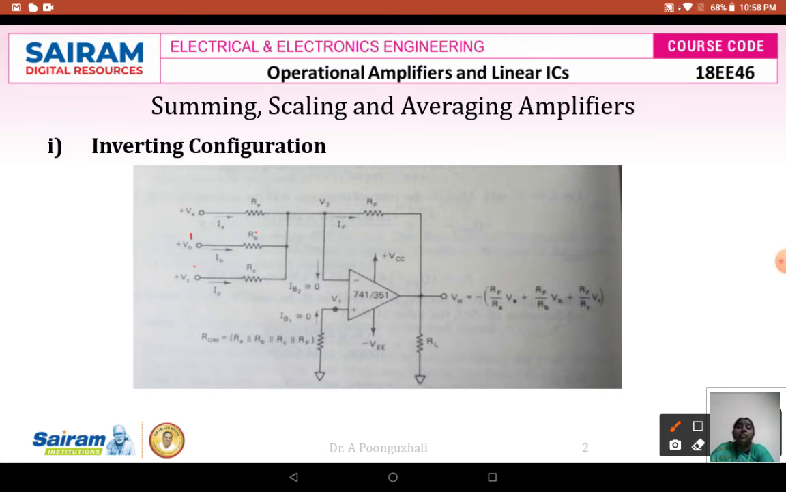The current flowing through this feedback resistance is going to be IF. And we are going to have a compensating resistor or a minimizing resistor to get zero output offset voltage. That is nothing but the parallel combination of all these resistances, that is RA parallel RB parallel RC parallel RF. Because of this voltage VA, I am going to have a current IA flowing through your RA. Similarly, because of VB, a current IB is going to flow through this RB. And because of VC, I am going to have a current IC flowing through RC there.